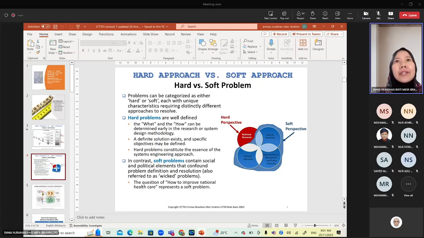Okay, how do we curb COVID-19? People talk about COVID-19. What is the hard approach? What is the hard problem? What is the soft approach? The hard problem, if we go the technical way, is the medical side. The soft problem is how to bring people together, how to get them vaccinated, how to make them understand how important the vaccine is.